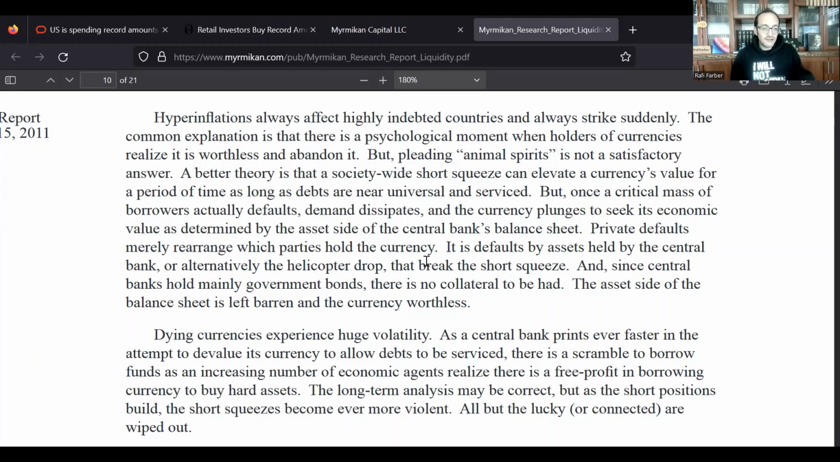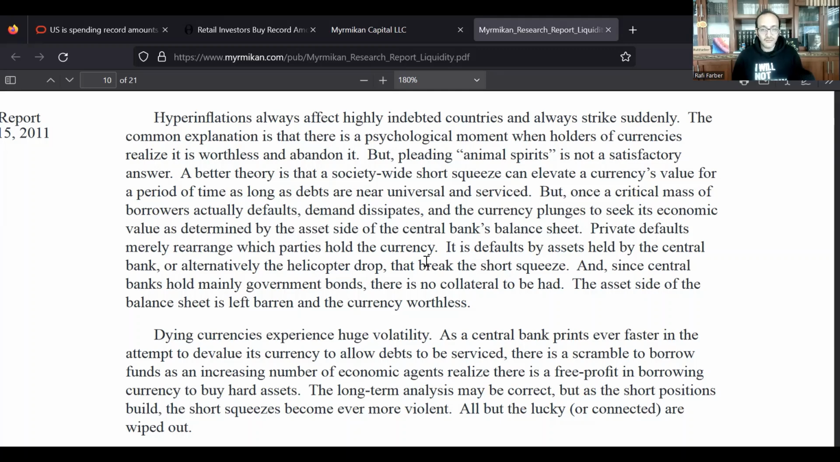So he says, a better theory is that a society-wide short squeeze can elevate a currency's value for a period of time as long as debts are near universal and serviced. It is the fact that everyone's in debt and needs dollars all at the same time that keeps the dollar elevated, because there's a demand for those dollars to service existing debt, and as long as debt can be serviced, the dollar does survive. But, he says, once a critical mass of borrowers actually defaults, demand dissipates, and the currency plunges to seek its economic value as determined by the asset side of the central bank balance sheet.